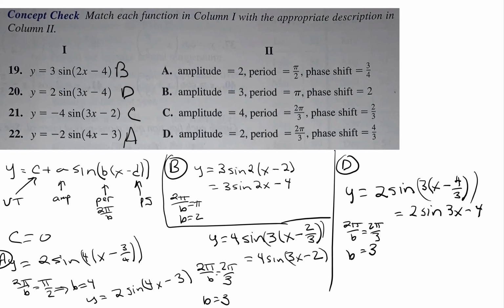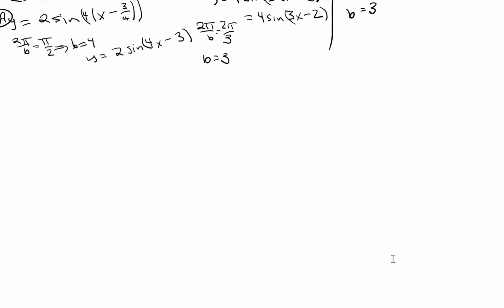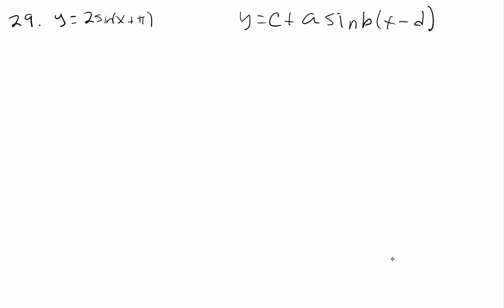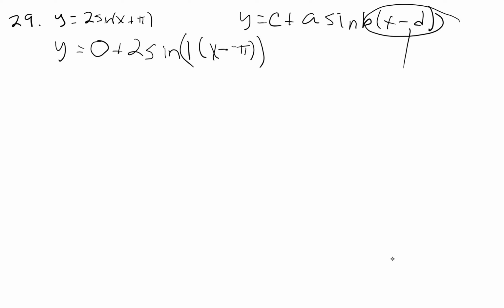Now the last problem we have, problem 29, which is where you get to do the drawing. So we've got 29, which is y is equal to 2 sine x plus pi. Now again, remember, y equals c plus a sine b x minus d. So if we write that in that form, I'm going to put in 0 plus 2 sine 1 x minus pi. Again, because it's x minus d.